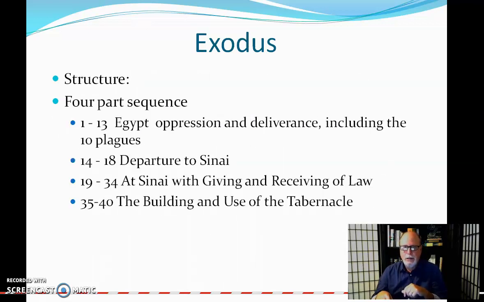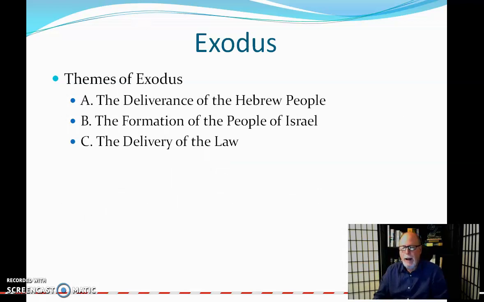Quickly looking at Exodus from something of a larger view, there are four primary divisions or parts in sequence. Chapters 1 through 13, we have the Egyptian oppression and deliverance, including the 10 plagues. Chapters 14 through 18, we have the departure to Sinai. Chapters 19 through 34, the children of Israel are at Sinai. They are being given the law by God through Moses. And then in chapters 35 through 40, we have the building and the use of the tabernacle, the instructions related to the use of the tabernacle.